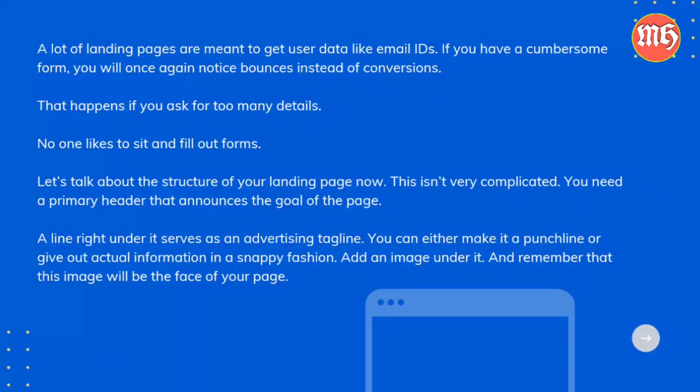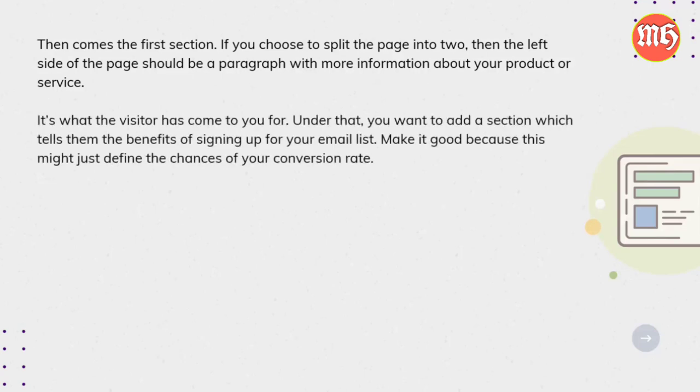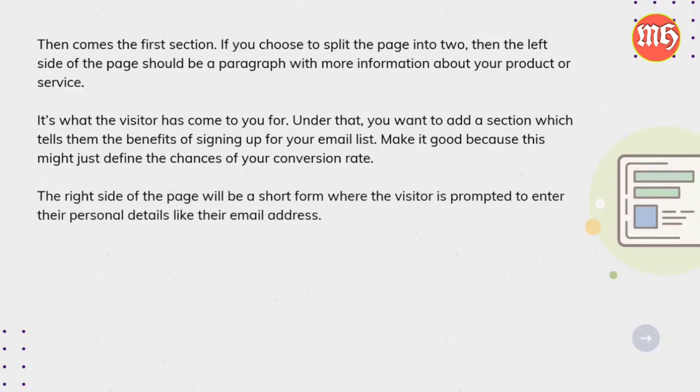Then comes the first section. If you choose to split the page into two, then the left side of the page should be a paragraph with more information about your product or service. It's what the visitor has come to you for. Under that, you want to add a section which tells them the benefits of signing up for your email list. Make it good, because this might define your conversion rate. The right side of the page will be a short form where the visitor is prompted to enter their personal details, like their email address.